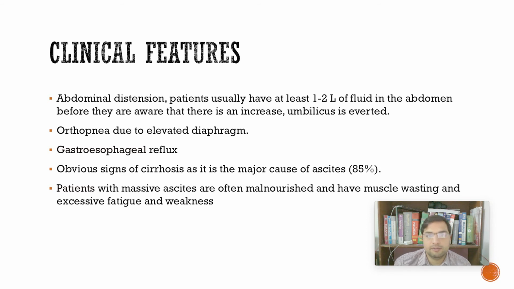Orthopnea, right? Whenever the person lies down, the difficulty in breathing appears because of the diaphragm, because of the excessive fluid below the diaphragm. Gastroesophageal reflux is also very common, right? It's a common feature. Whenever a person is having ascites, the person could be having gastroesophageal reflux, the hyperacidity trouble, right? And other signs of cirrhosis, which we have already talked about.